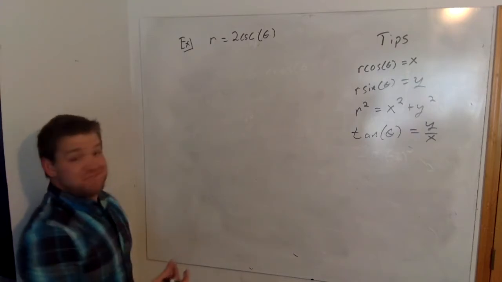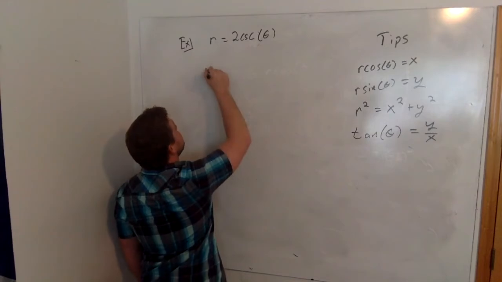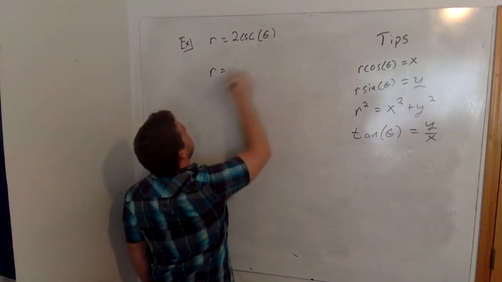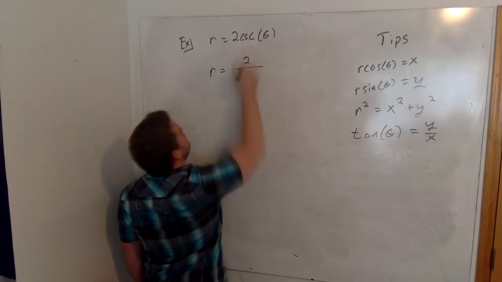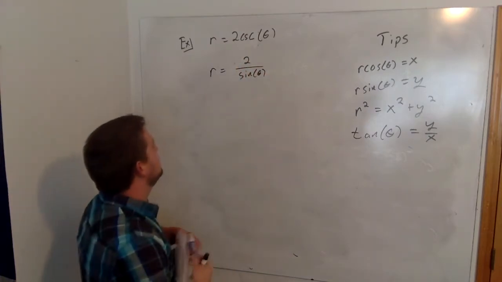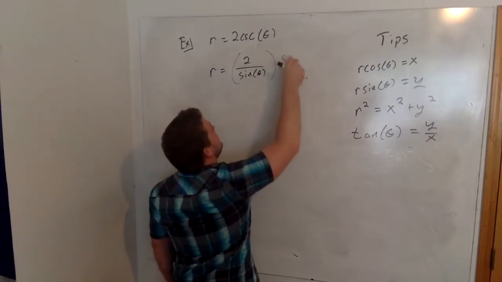Well, one nice thing we might want to try to do is write everything in terms of sines and cosines. That's always something that can be helpful. So r is going to be equal to, this is the same thing as 2 over the sine of theta. Okay. Let's multiply both sides by the sine of theta.